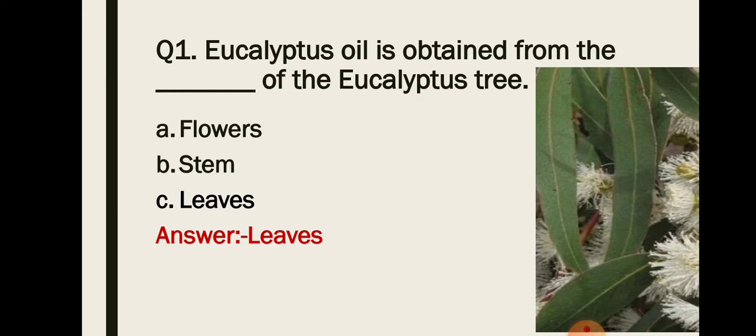So question number 1 is eucalyptus oil is obtained from which part of the eucalyptus tree? Is it a flower, stem or leaves? The correct answer is leaves. So we get eucalyptus oil from the leaves of the eucalyptus tree.